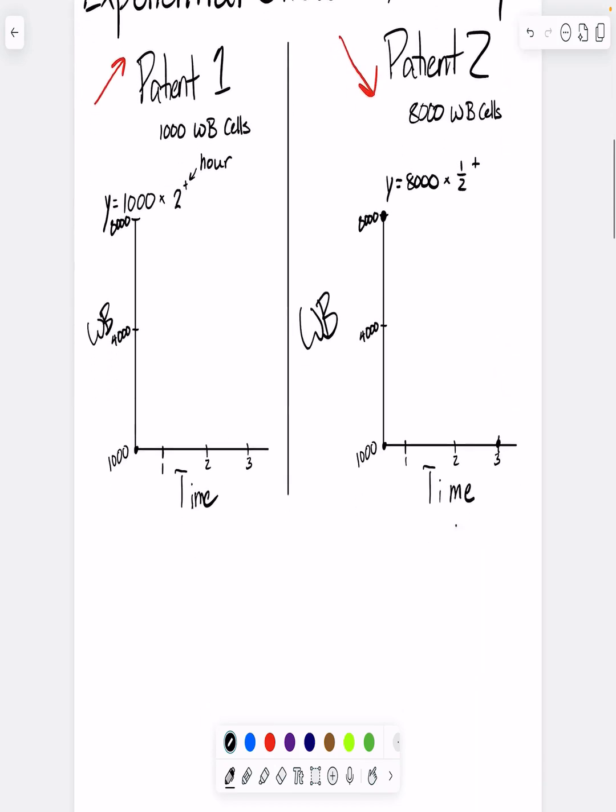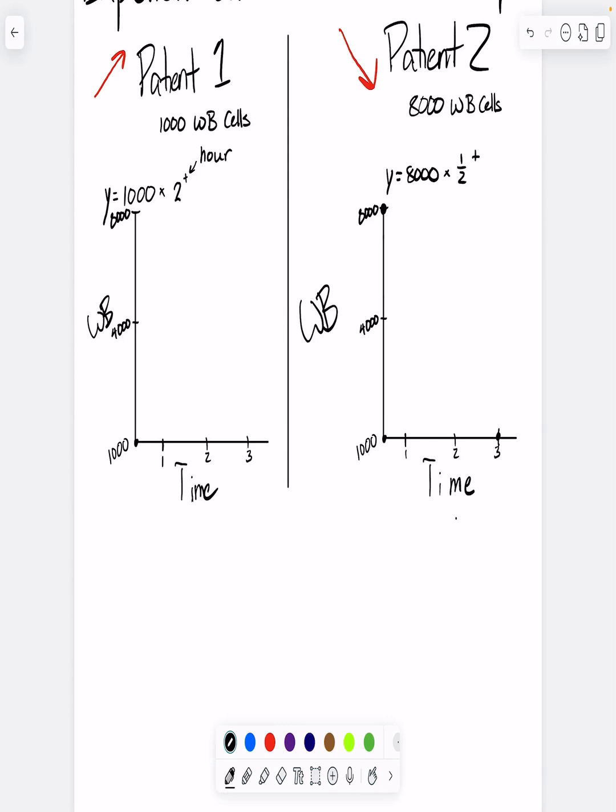Let's say, for example, we have two patients. Let's say you're a doctor, a scientist, whatever the case may be, and you are trying to figure out why patient 1 is growing in white blood cells and patient 2 is decreasing in white blood cells. So let's take a look at patient 1.